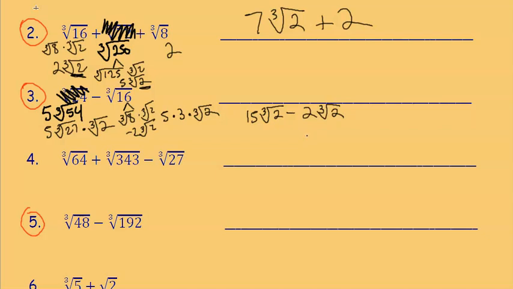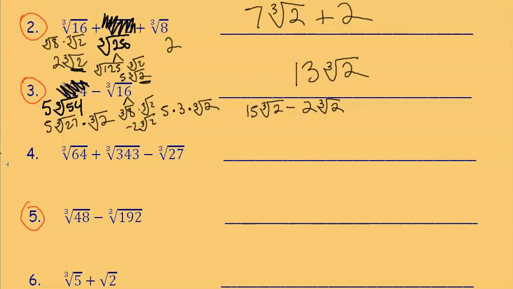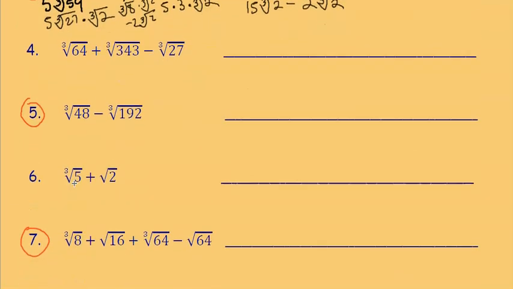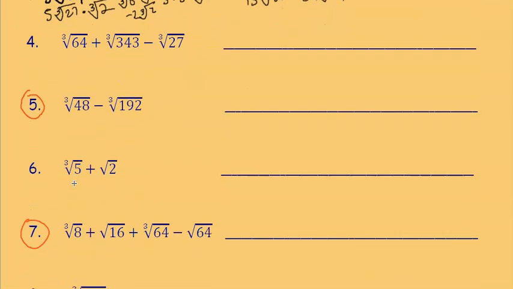And if we combine those together, we get 13 cube root of 2. And that's our simplified expression. Let's look at number 5. For the second term, let's go ahead and scratch that out and put 2 cube root of 384 instead.